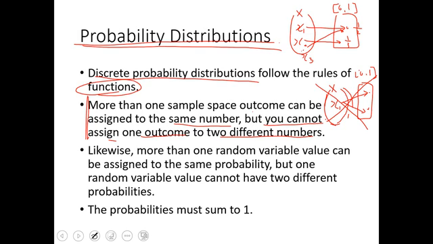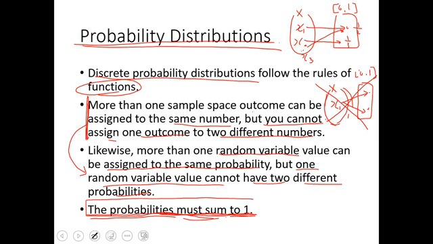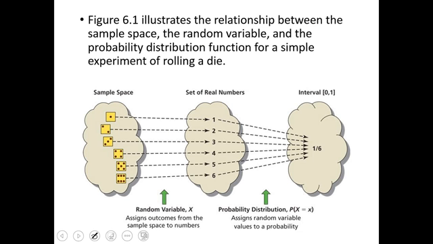So we apply this rule of function, then we can say this. Likewise, more than one random variable value can be assigned to the same probability, but one random variable value cannot have two different probabilities. And it is important that this does not come from the property of function. It is only the probability distribution that has this rule. So the probabilities must sum to 1. That is an original property of probabilities.